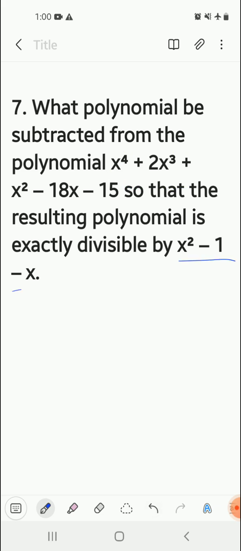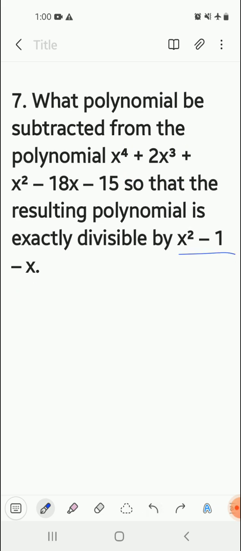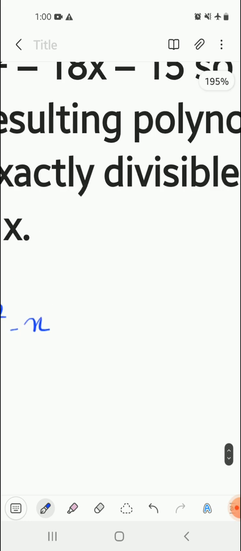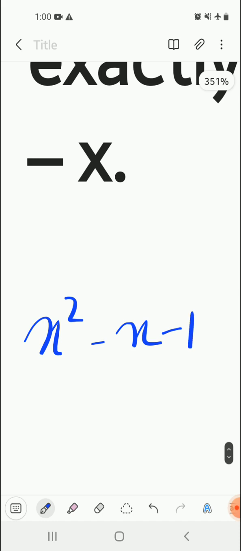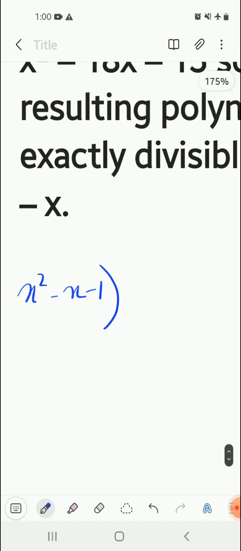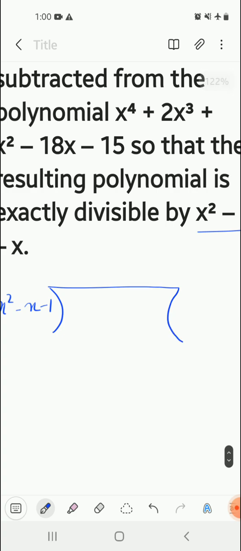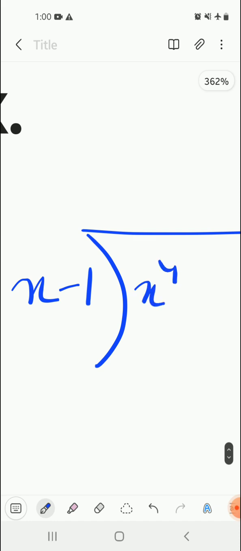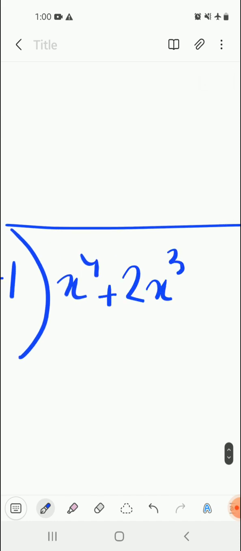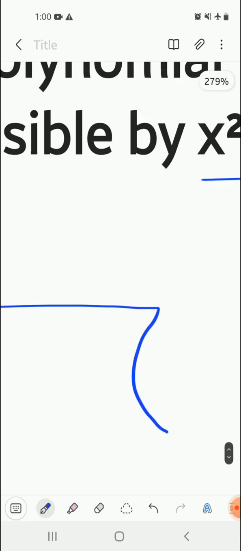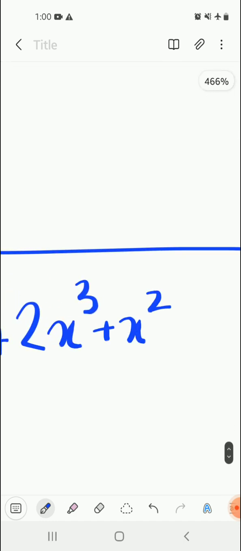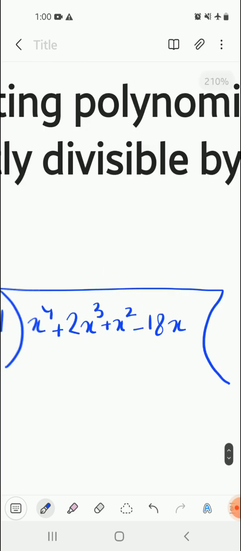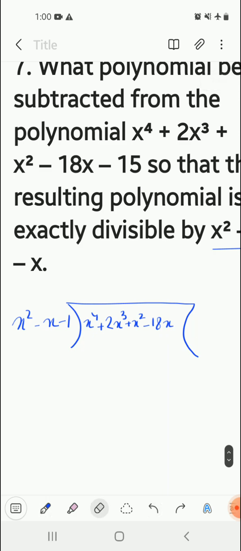We're going to write the divisor, that is this x square minus 1 minus x. Arrange it properly. We'll write x square minus x first and then minus 1. As I told you, we're going to write it in such a manner that the powers are arranged in a proper manner in descending order. Next, over here, x to the power 4 plus 2x cube plus x square minus 18x and minus 15.